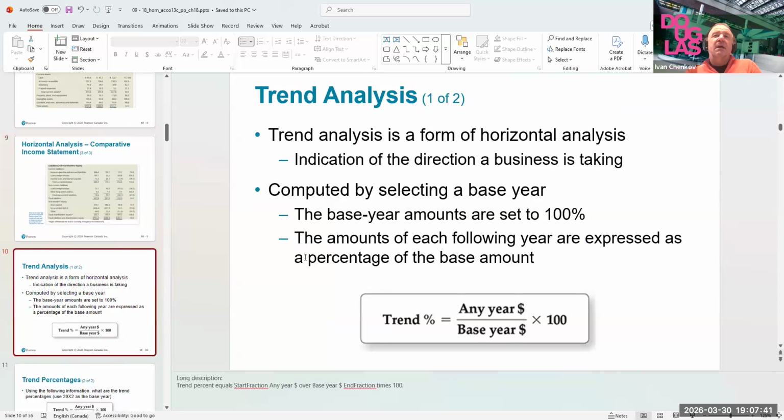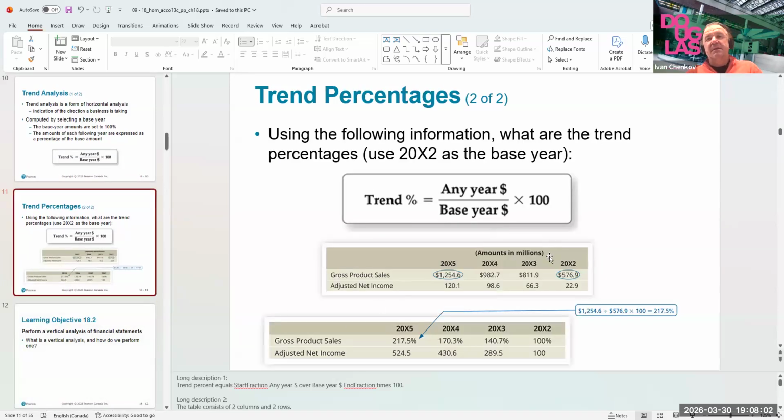Now, trend analysis, again a form of horizontal analysis, indicates the direction of the business. In order to have trend analysis, remember, you have to have at least 3 years. We choose 1 year as a base year and start expressing every other year based on the base year. This company now has 1, 2, 3, 4 years. We stuck with 2022, which became our base year. And then we start comparing 2023 to 2022, 2024 to 2022, 2025 to 2022.